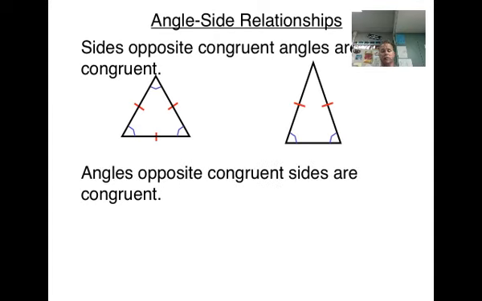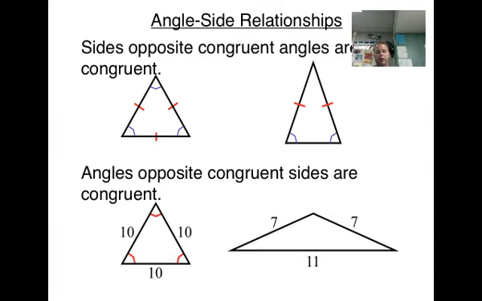Now the reverse is true. The angles opposite congruent sides are congruent. So here I have an equilateral triangle, and that means that all three angles are the same. Here I have an isosceles triangle. Two sides are the same. So the angles opposite those sides will be equal. So this angle and this angle will be equal.